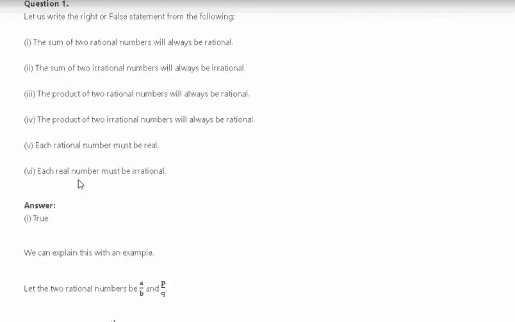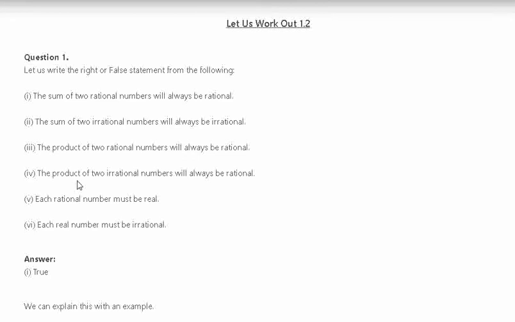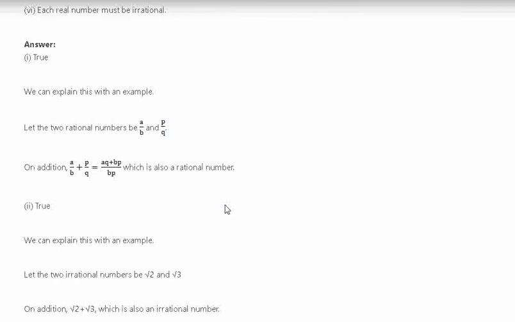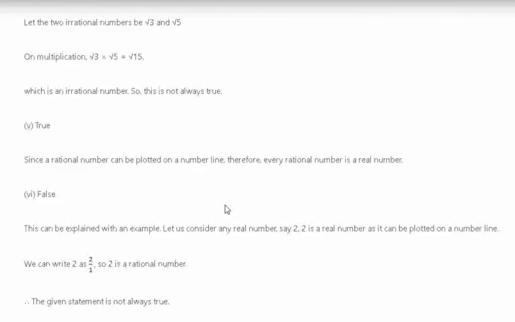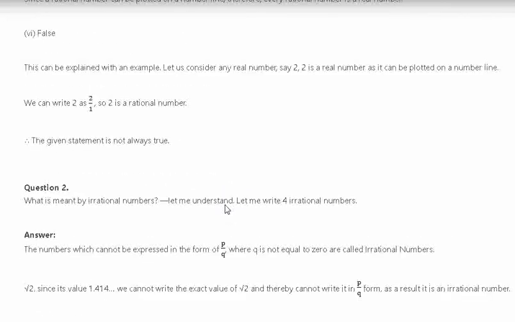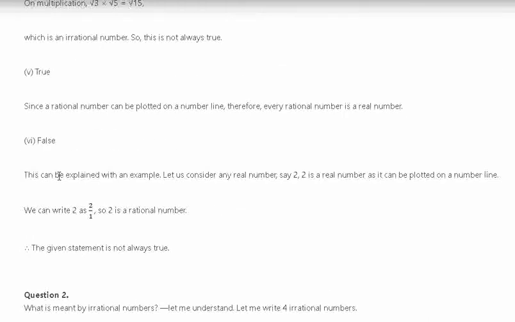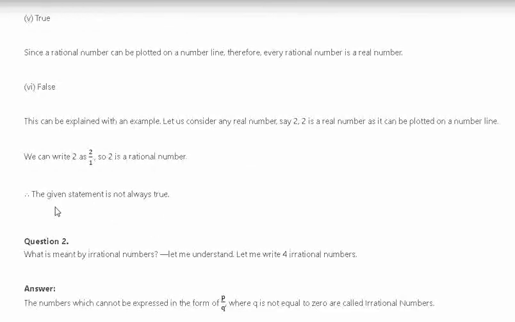And number 4: the product of two irrational numbers will always be rational. Is it true? This statement is false. This can be explained with an example. Let us consider the real number 2. 2 is a real number as it can be plotted on the number line. We can write 2 as 2 by 1, so 2 is a rational number. So the given statement is not always true.